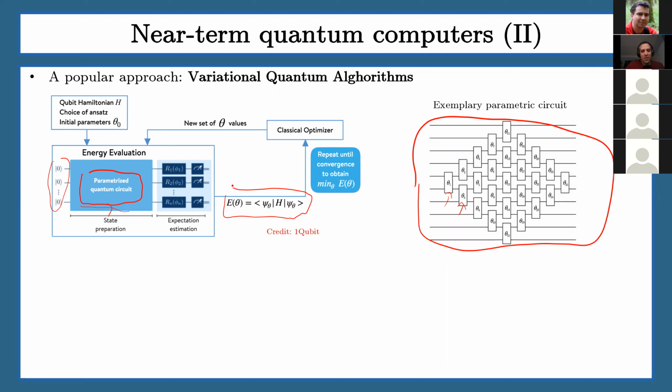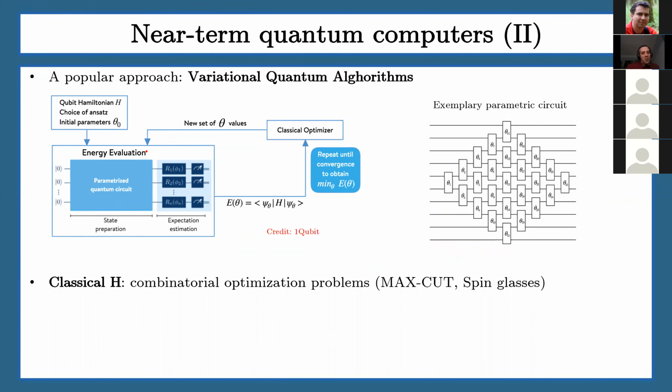It depends on those parameters. And then you run this, you do quantumly, and then you put this in the classical loop. So you do some, I don't know, gradient descent or some method that allows you to update values of those angles.